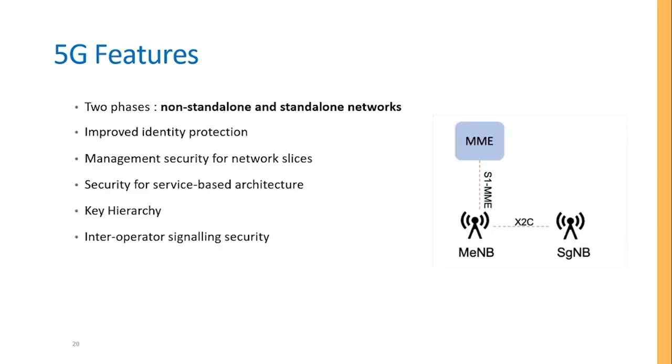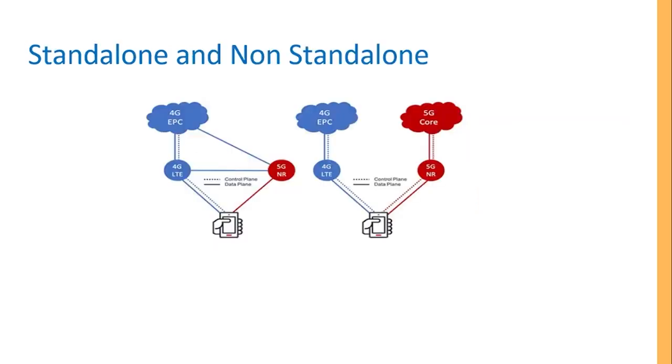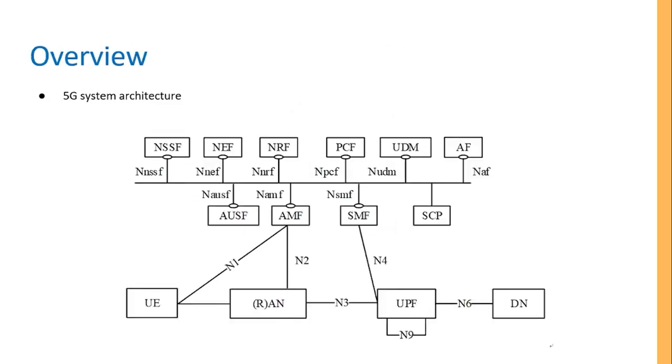There are two phases. First one, the non-standalone and standalone networks. Each 5G network starts its deployment in non-standalone mode, as shown on the screen, which means the 5G radio access network, that is the RAN, is linked to the Evolved Packet Core (EPC), that is a long-term evolution core, that is an LTE core. Therefore, the network in non-standalone mode is not completely based on the new technology.